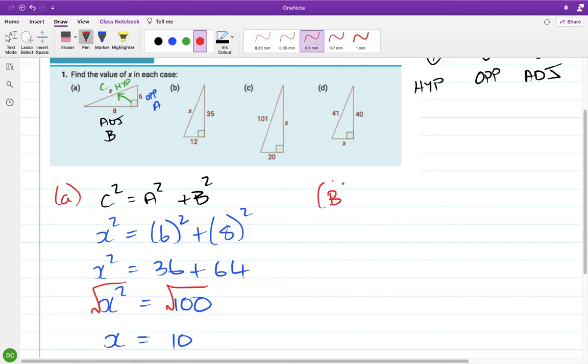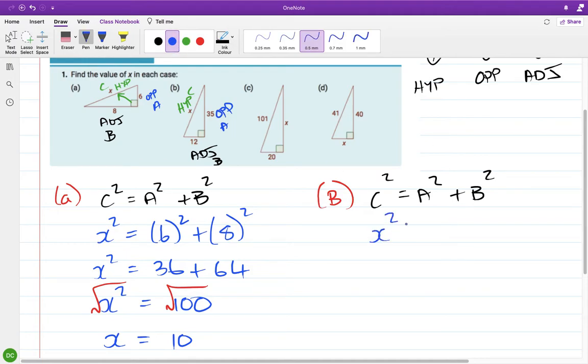Okay, for B, hypotenuse is x again, which is C. I'm going to call this the opposite, A. And this is the adjacent, B. And Pythagoras again. And we get x squared equals 35 squared plus 12 squared.